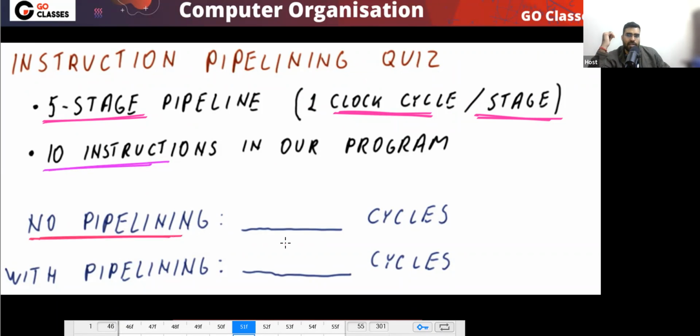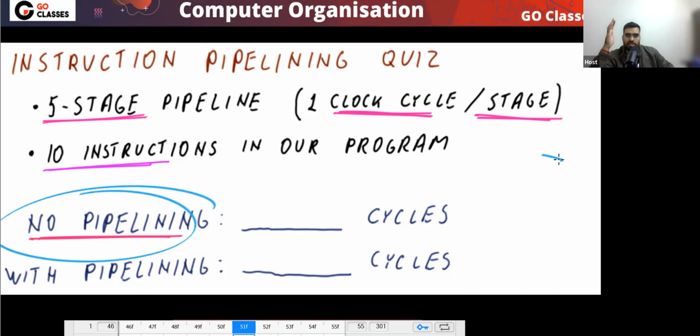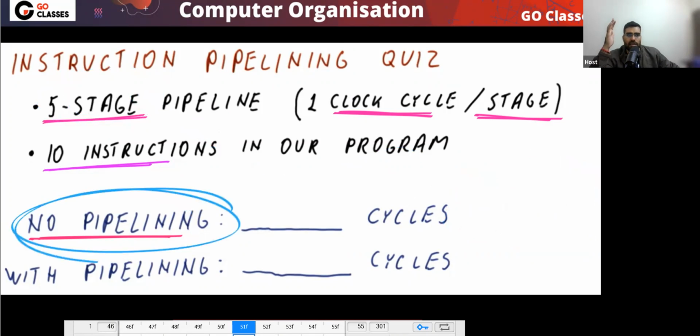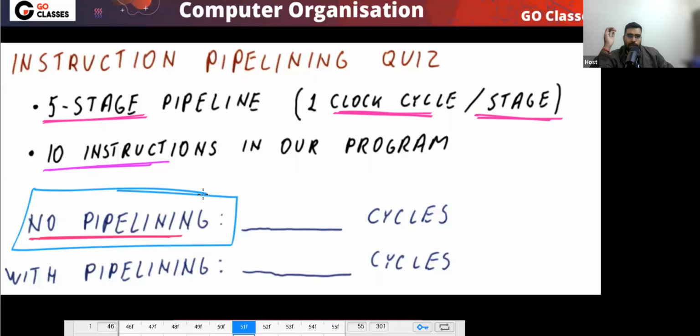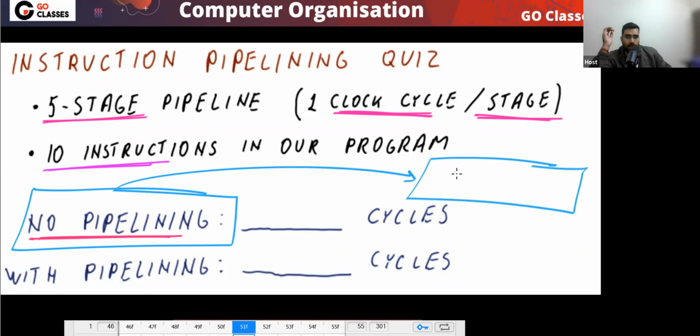If you don't have any pipeline, then tell me. If there is no pipeline, it simply means there are no stages, right? Yes or no? If you do not have any pipeline, then there are no stages. You can consider this as atomic hardware, in which all these 5 stages of things are happening. You have to consider the entire hardware as a single atomic entity.